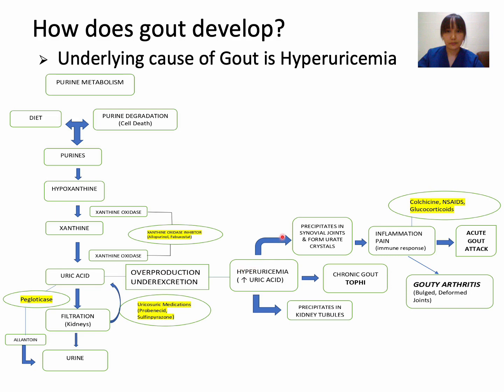The uric acid can precipitate in the synovial joints and form urate crystals, which can elicit an immune response, bringing about inflammation and pain. This is why the joints become red, hot, and swollen within hours, causing a gouty attack. Over time, repeated gouty attacks can lead to the destruction of joint tissue, to a bulged, deformed joint, a condition which we know as gouty arthritis. Uric acid can also precipitate in the kidney tubules, and chronic gout can lead to tophi formation.